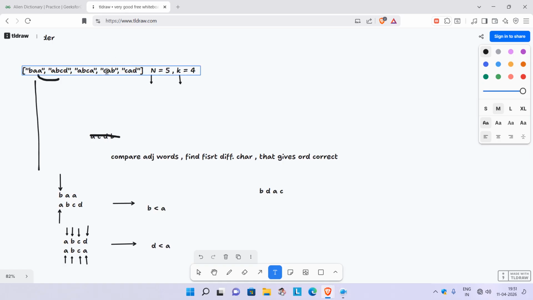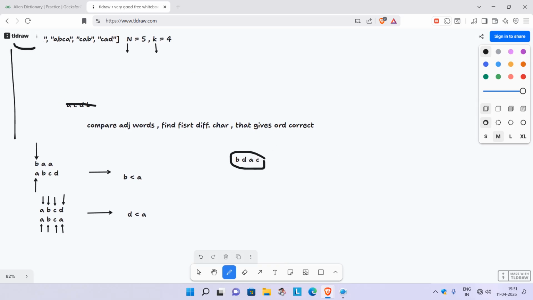Now come to this: C and C are the same, A and A are the same, B and D are different. This gives me the relation between B and D. So B is less than D, and we already wrote B less than D. By this we get the order according to the alien dictionary. So this is our answer, and we need to find these things.